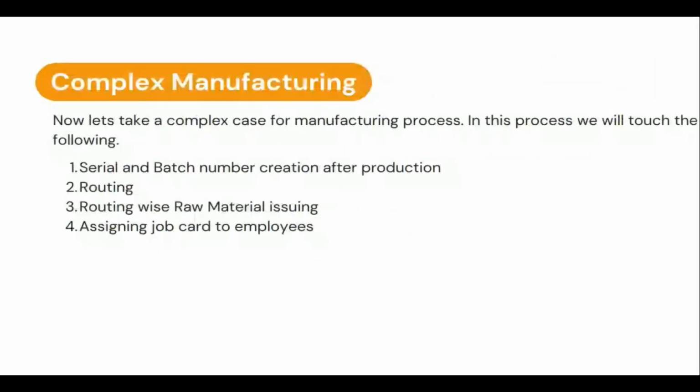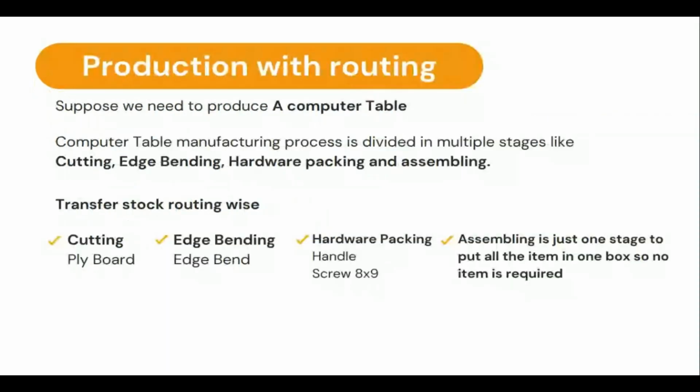Okay, so in complex manufacturing process, here we have to maintain the serial number, routing and routing-wise raw material issue, assigning job cards to some employees who will perform the particular operation. So in the complex manufacturing we will discuss all this part.